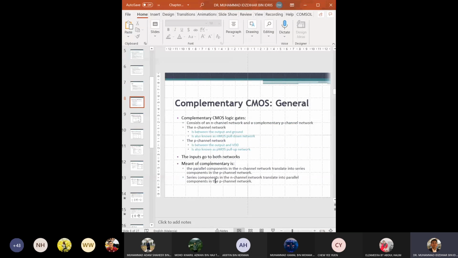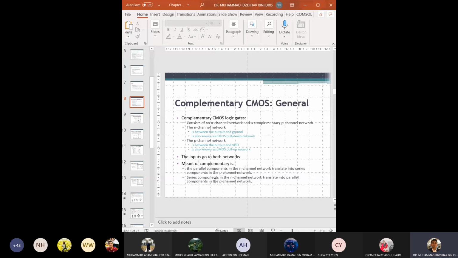If you go to the next slide, slide 8, complementary CMOS. It consists of N channel network and P channel network. So this is very important because I think it's either in your test or your final exam, they're going to ask you what is CMOS. What is the meaning of CMOS? Can you explain what is the general structure of CMOS? So you must have N channel and P channel. You will have a group of N channel, a group of P channel. So N channel is between output and ground.